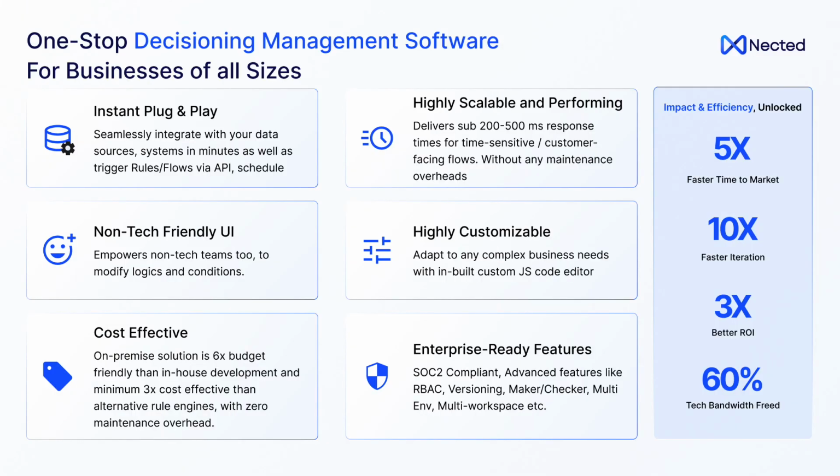Here's what makes Nected stand out. It's fast and user-friendly, so you can build workflows on any kind of rules in less than 30 minutes, and you can iterate within a few minutes. It has a business-friendly UI, which empowers even non-technical teams to manage rules and workflows independently, reducing an unnecessary burden over the IT team. Third, it's highly scalable and cost-effective.